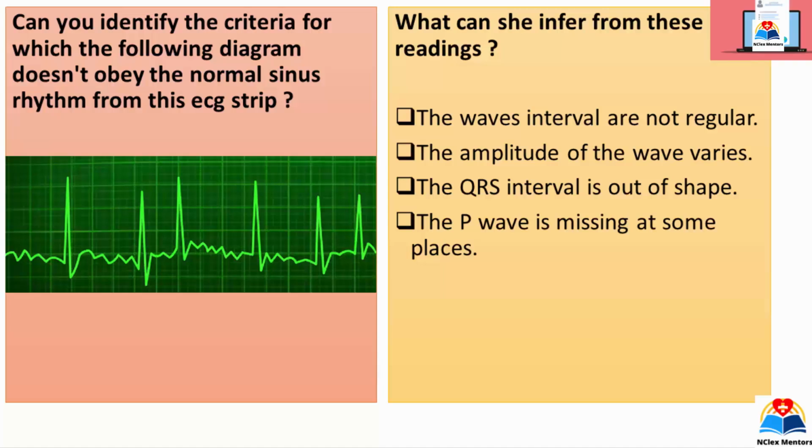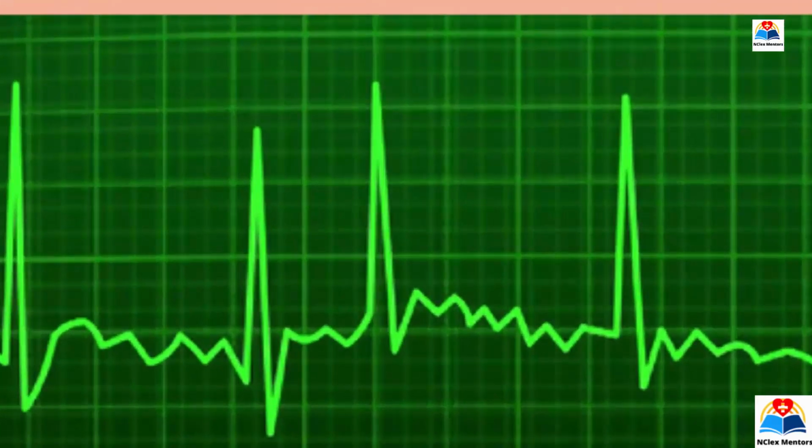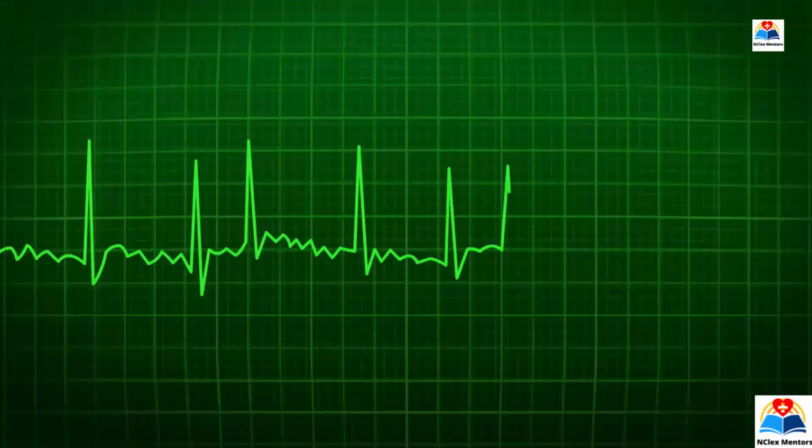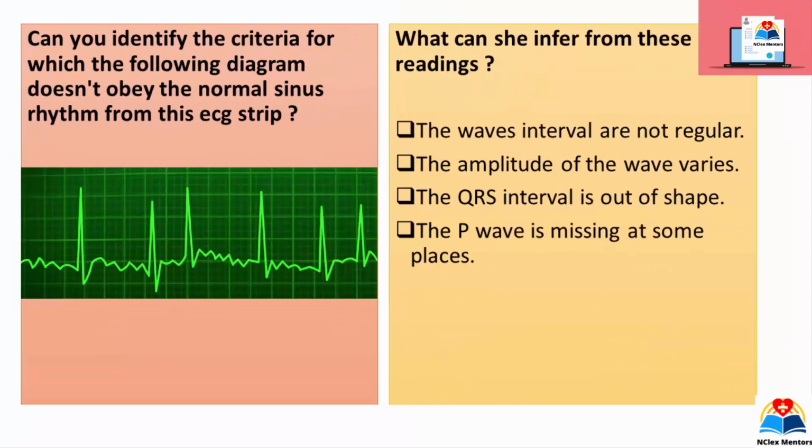All right, let me reveal the answer. The correct answer to this question is the intervals are not regular. This is quite obvious from the diagram too. Next, we will go through the interpretation of sinus bradycardia with examples and practice quizzes.